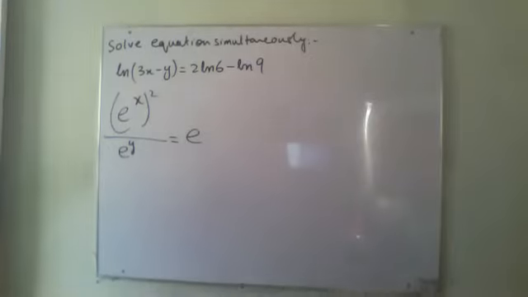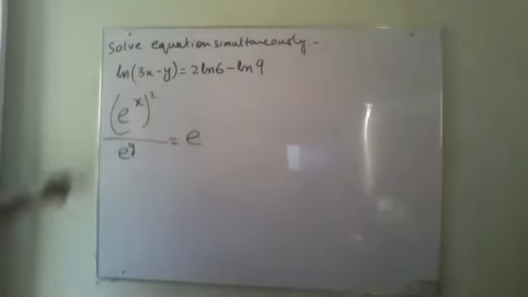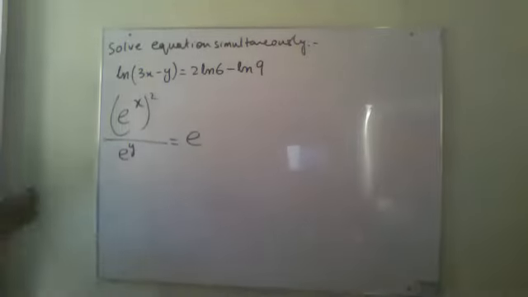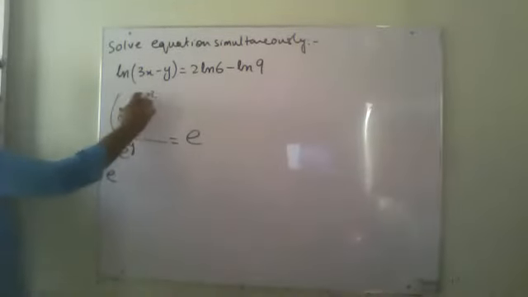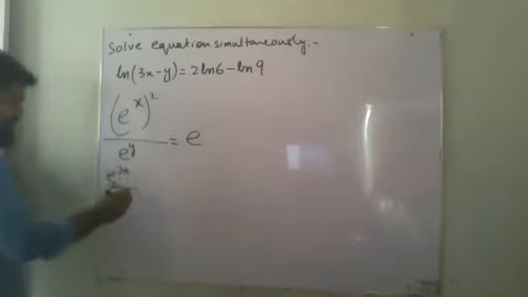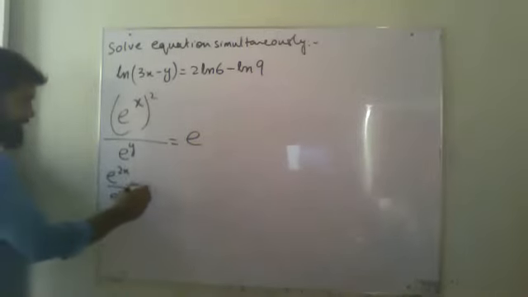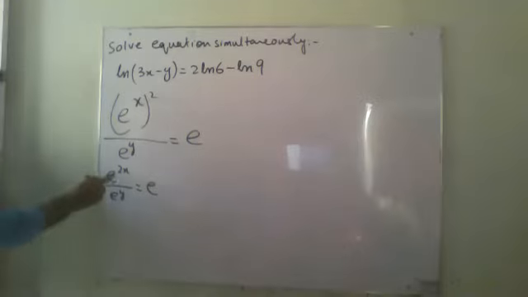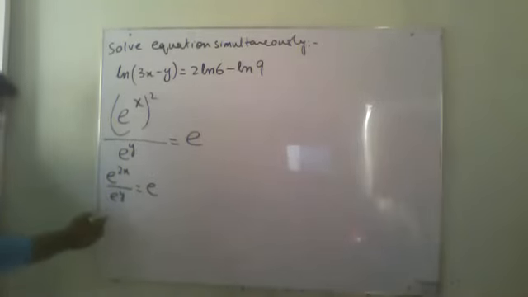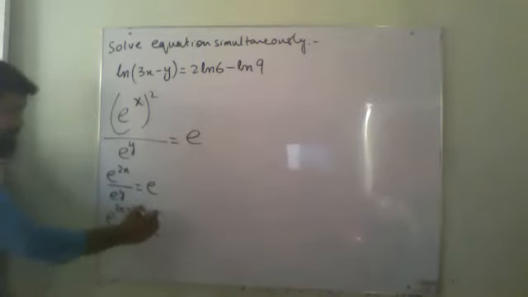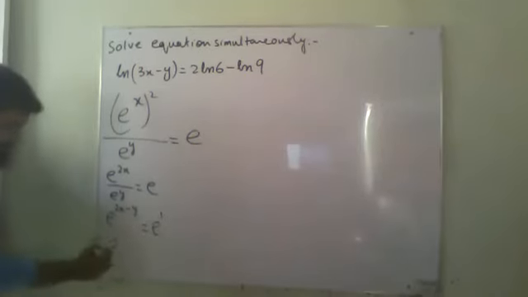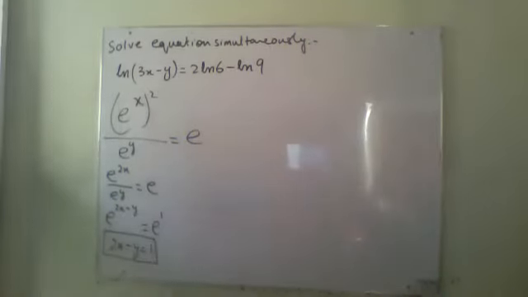Okay, first of all, I'm simplifying this one. This will be written as e to the power and power will be multiplied, 2x over e to the power y equals to e. Now, these two are being divided. I will use indices. E to the power 2x minus y equals to e to the power 1. Bases are same, so power will be also same. 2x minus y equals to 1, and that will be my first equation to solve simultaneously.